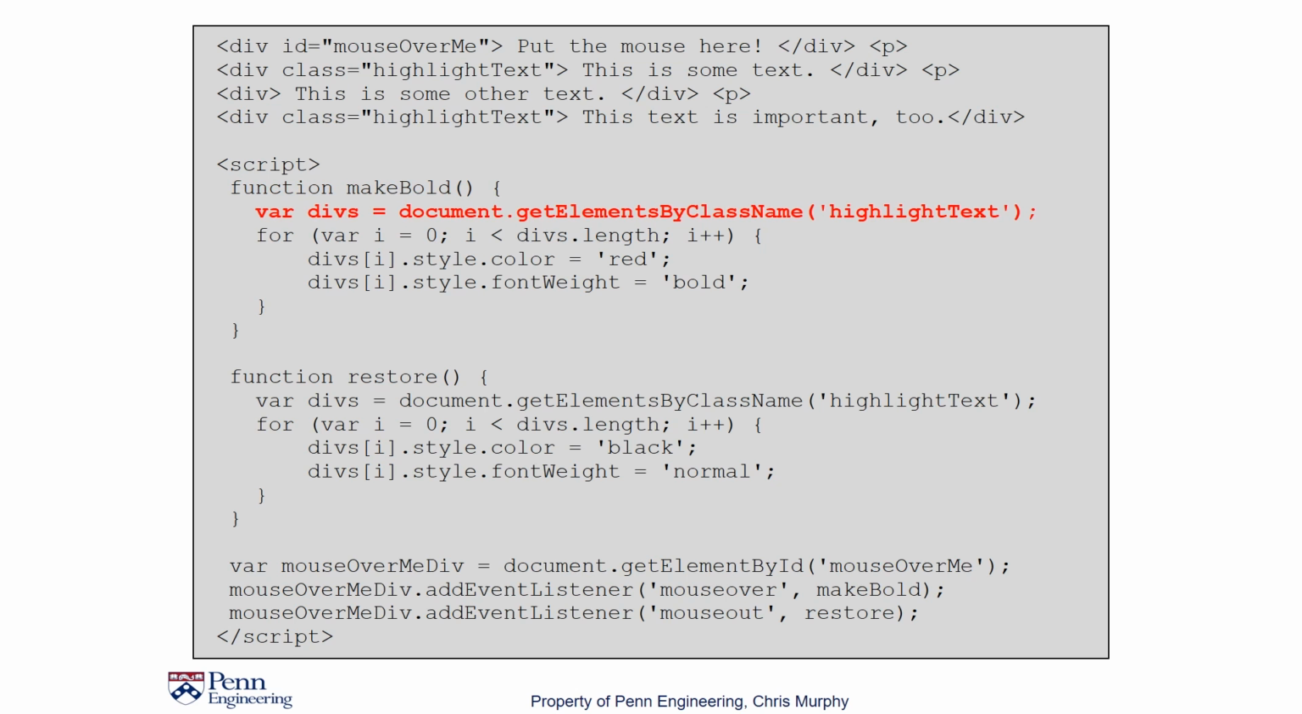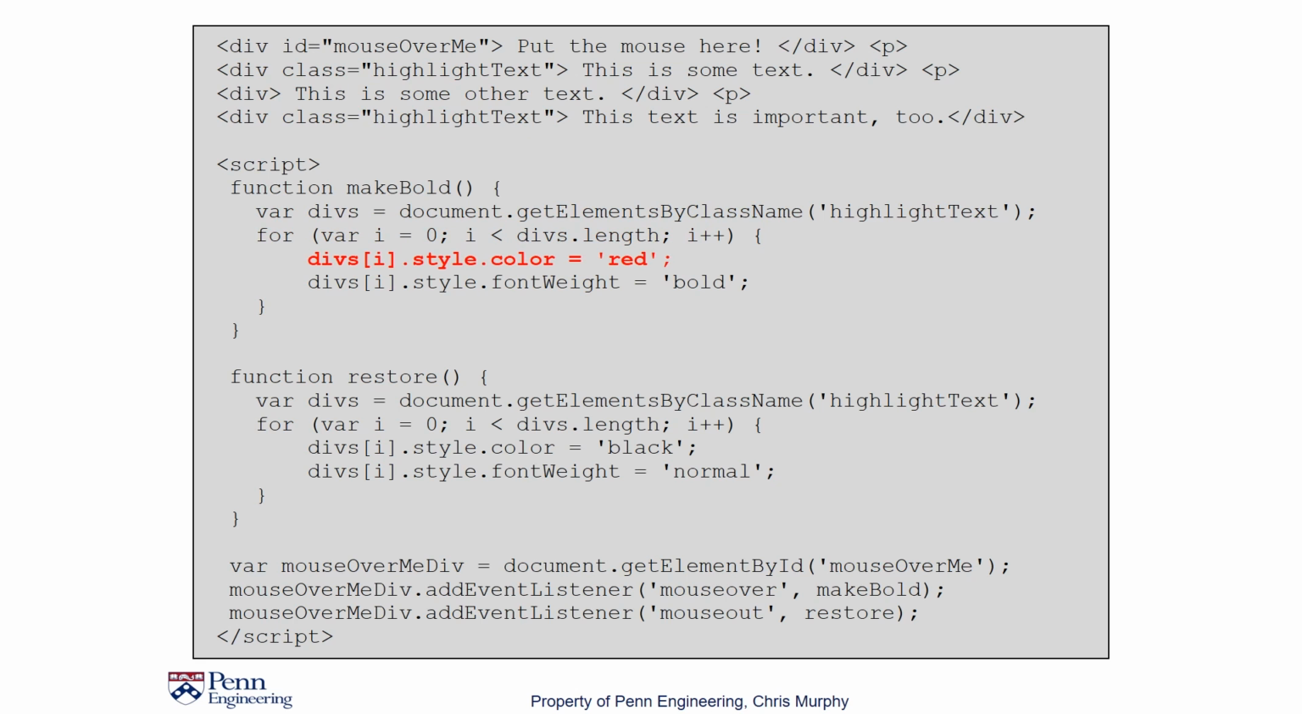In the makeBold function, we'll get the elements, not a single element by its ID, but all of the elements within this class. Previously we saw getElementById, which returned a single element. Now we see getElementsByClassName that returns multiple elements. We'll store them in an array called divs. As we see here, there are 2 elements that it will return, these 2 divs that are in the highlight text class.